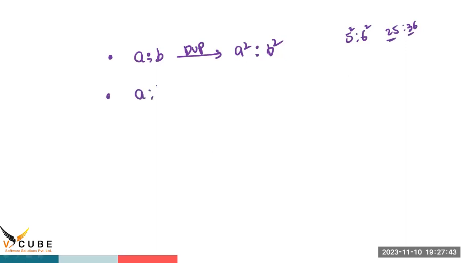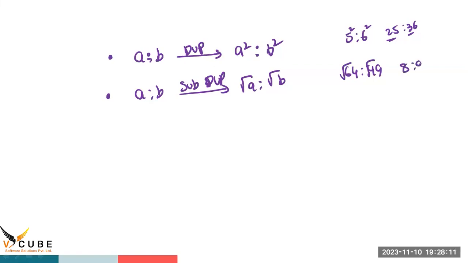Coming to A is to B, the subduplicate ratio. The subduplicate ratio is root of A is to root of B. For example, 64 is to 49. What is the subduplicate ratio, guys? Root of 64, root of 49. 8 is to 9. Sorry, 8 is to 7. 7 square is 49.